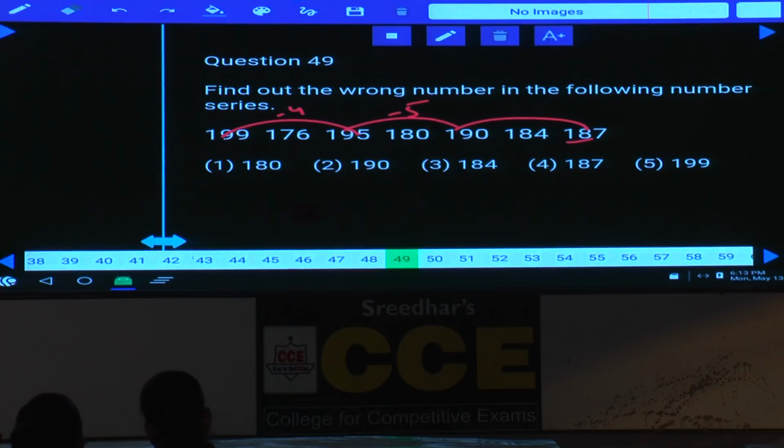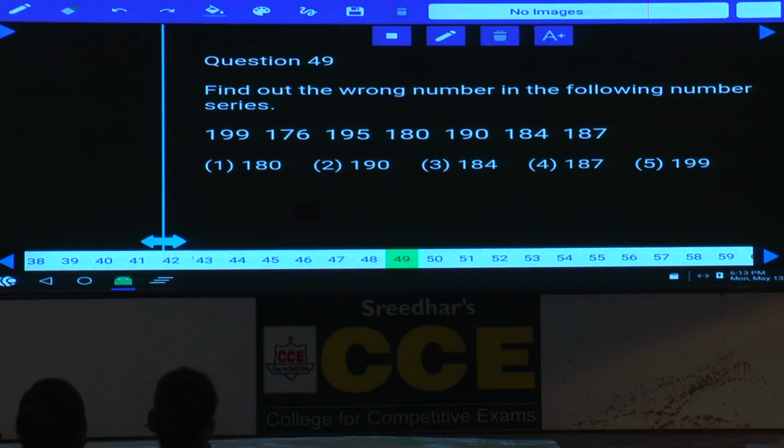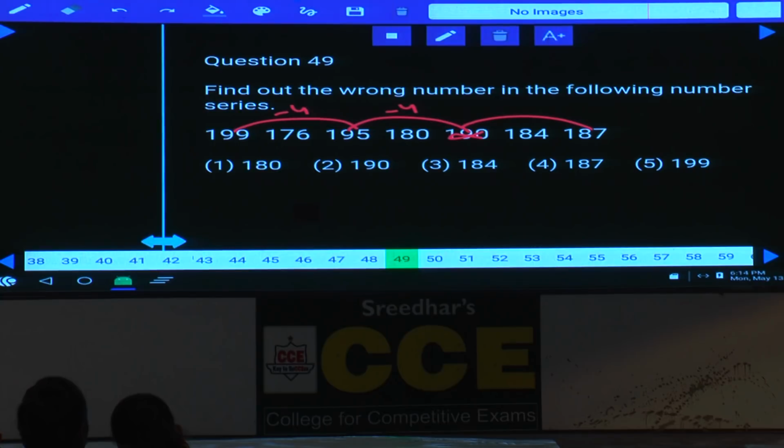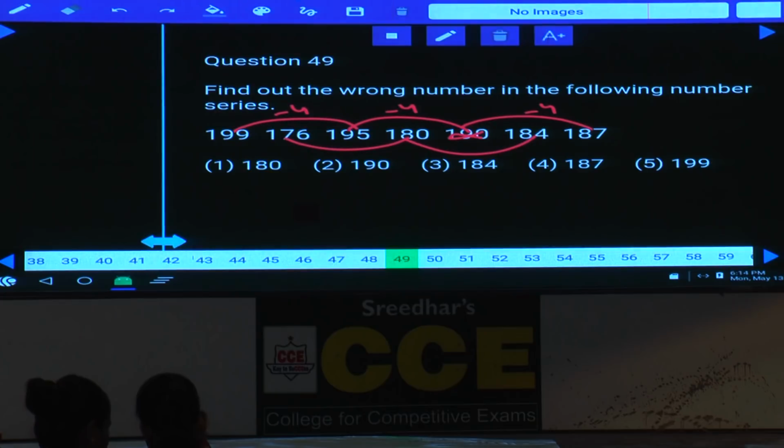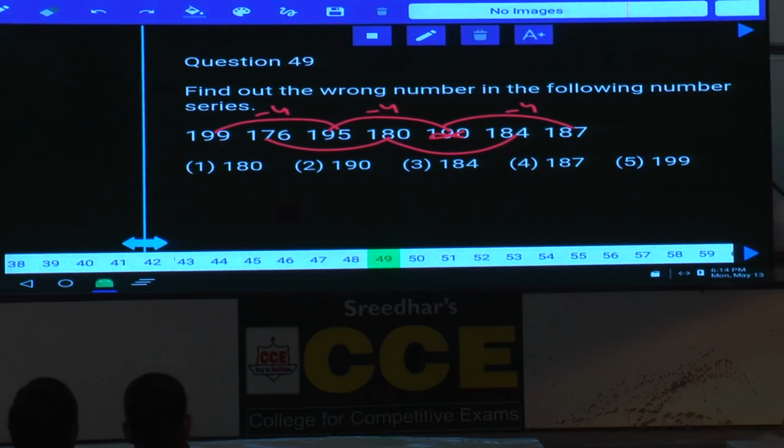There are two possibilities. Next one, 176 and 180, the difference is plus 4, and that is valid. And the remaining must also be minus 4, minus 4. 199 minus 4 is 195. 195 minus 4 is so much? 191. 191 minus 4 is 187. And again, this is plus 4, plus 4. Done with this? Alternate numbers starting with the first number are minus 4, minus 4, minus 4, and the remaining numbers are plus 4, plus 4. And this is about question number 49. The answer is 190, choice 5, choice 2.